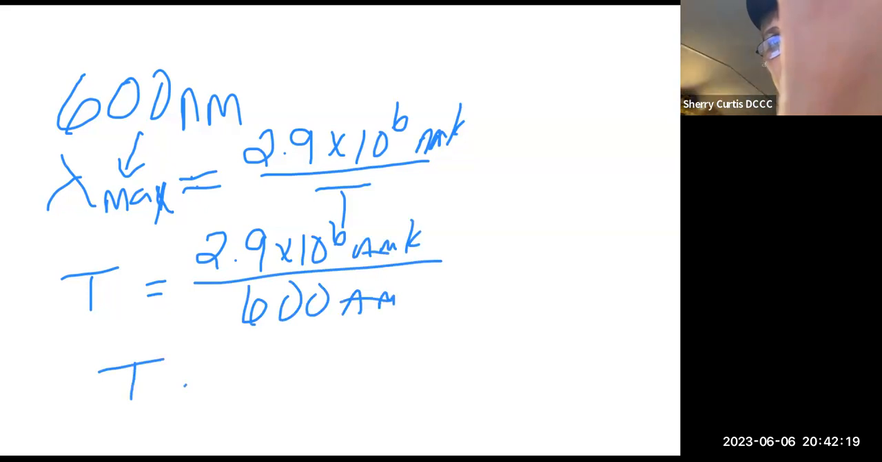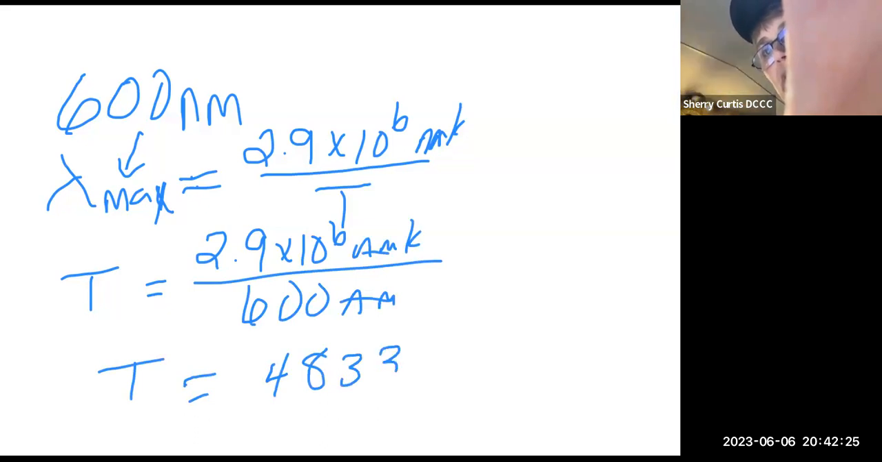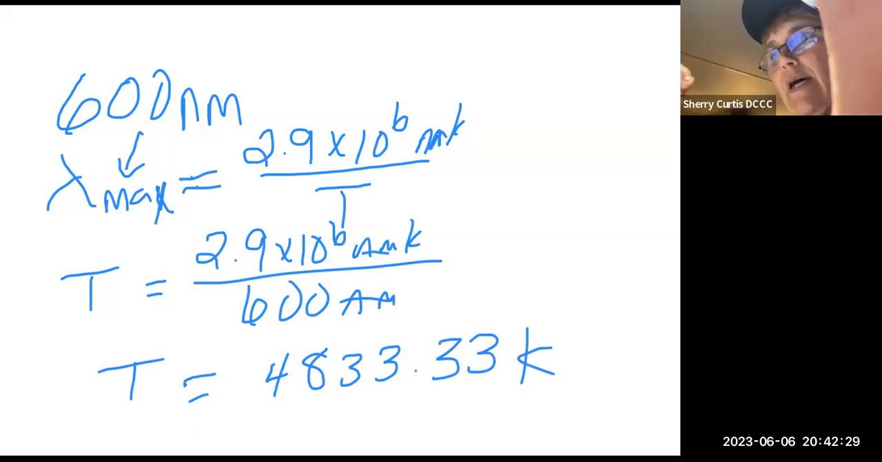And I get a temperature of about 4,833.33 kelvins. I am the type of person that leaves everything in my calculator. If you are not, it is okay just to round it down to 4,833 kelvins. Our sun's surface temperature is about 5,800 kelvins, so this star would have a little cooler surface temperature than our sun. All right.